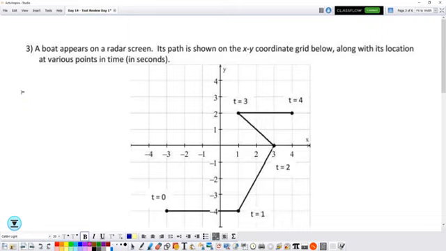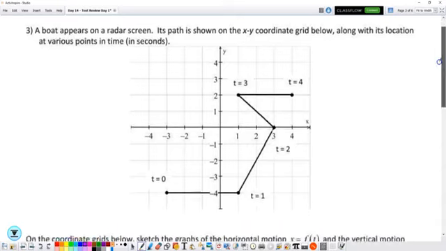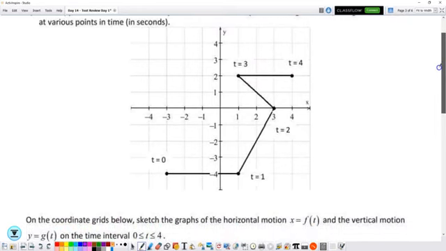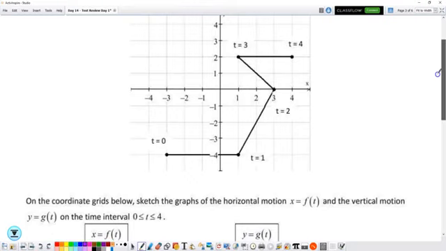All right, number 3. A boat appears on a radar screen. Its path is shown on the xy coordinate grid below, along with its location at various points in time in seconds. And below it says, on the coordinate grids below, sketch the graphs of the horizontal motion of x equals f of t and the vertical motion y equals f of t on the interval.